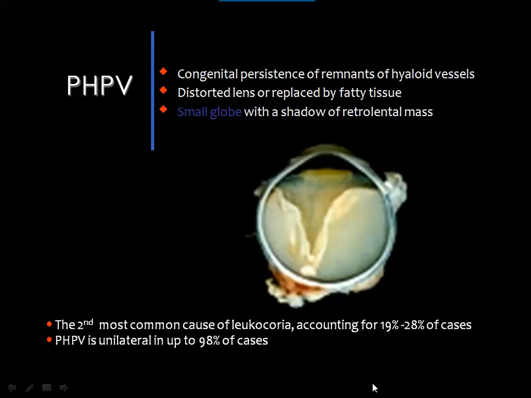The first one is known as primitive hyperplastic or persistent hyperplastic primary vitreous, which is a congenital persistence of remnants of the hyaloid vessels. In this disease, the globe is usually small and the lens is appreciably distorted and may be replaced by some fatty tissue.